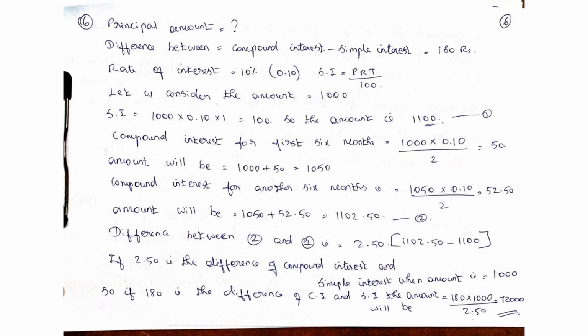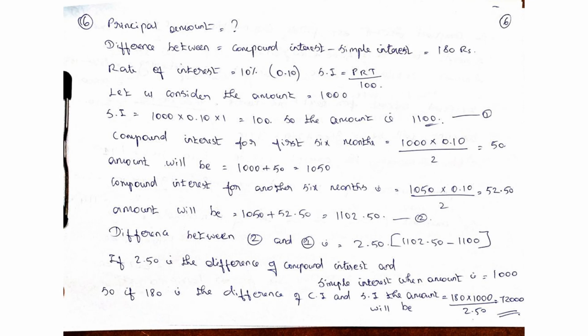We need to find the principal amount, given the difference between compound interest and simple interest is 180 rupees, and the rate of interest is 10%. Just we'll write this formula: simple interest is equal to PRT by 100, where P is principal, R is rate, and T is time period. Let us consider the amount 1,000, just for the example. Simple interest for 1,000 will be 100, so the amount is 1,100 per year.